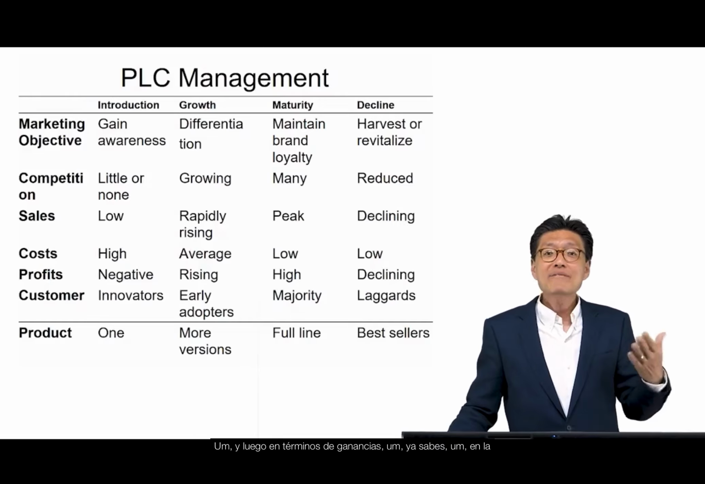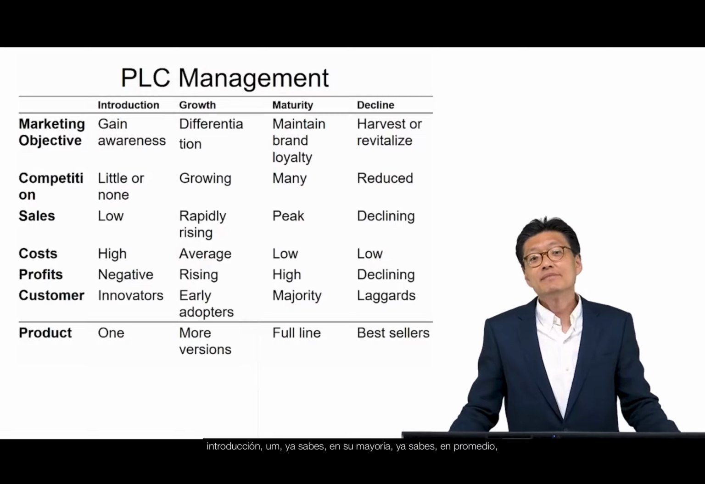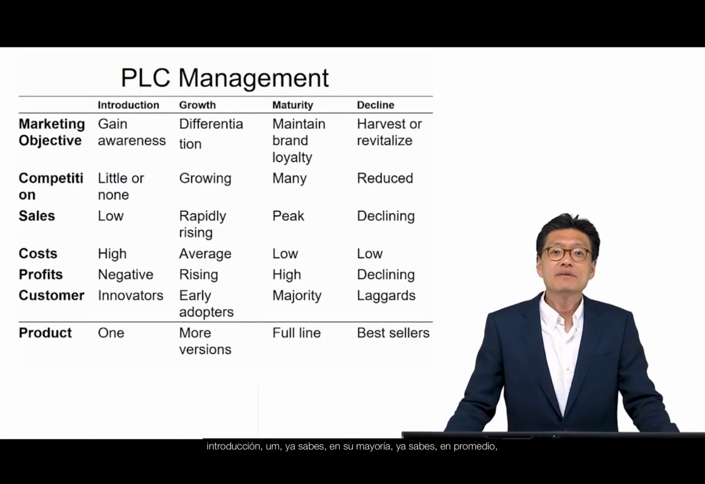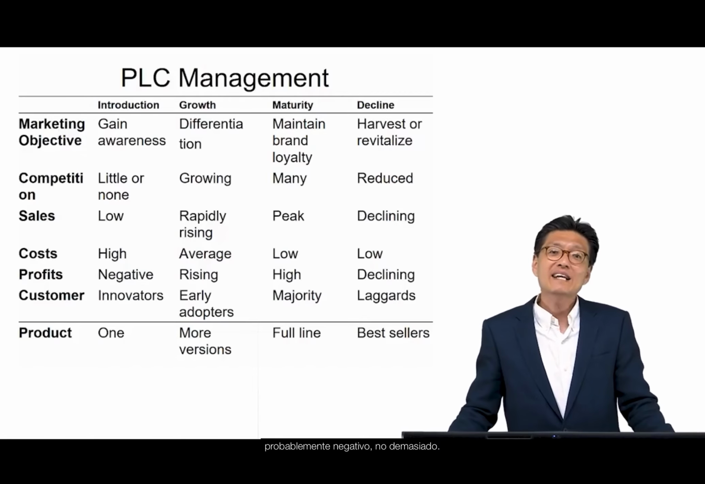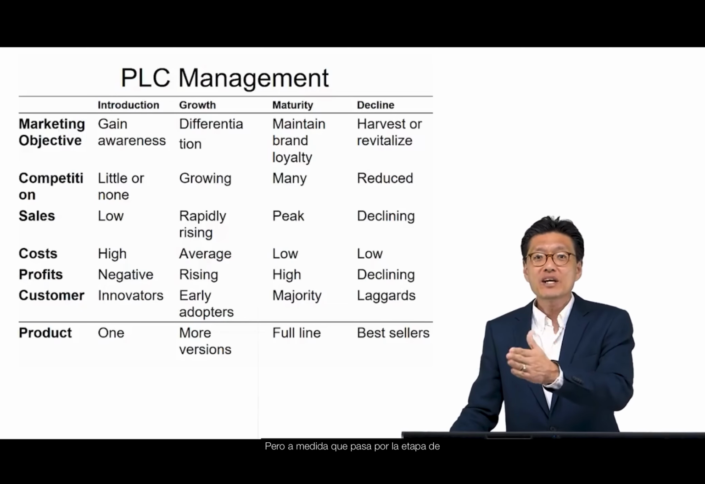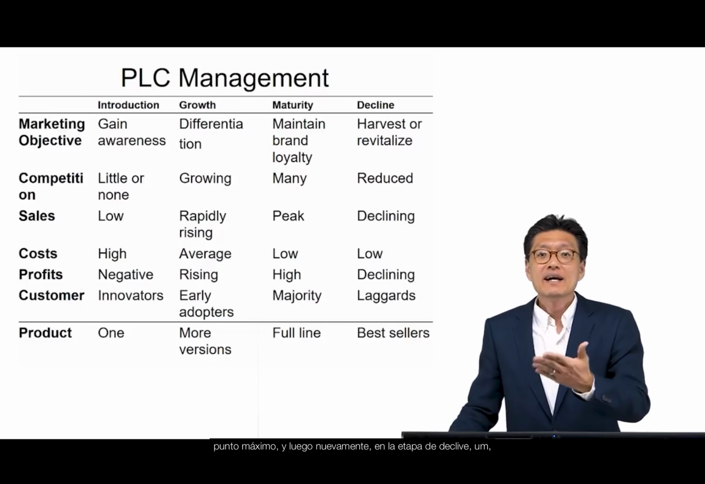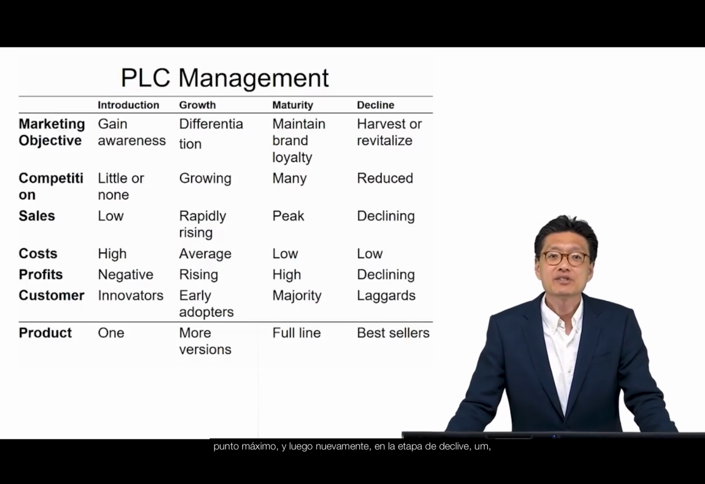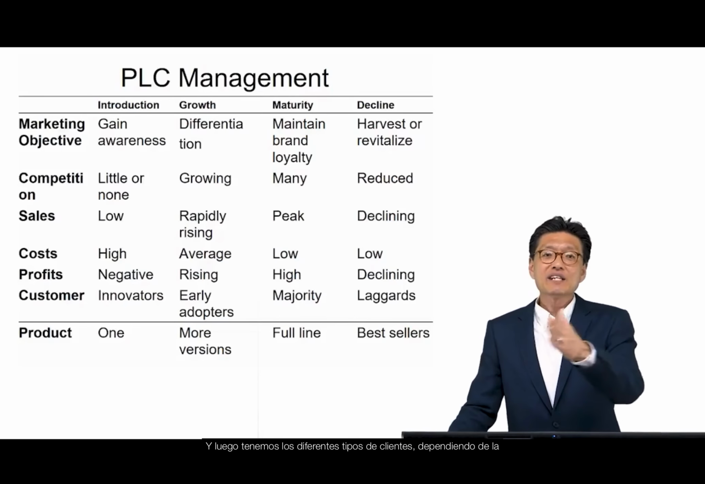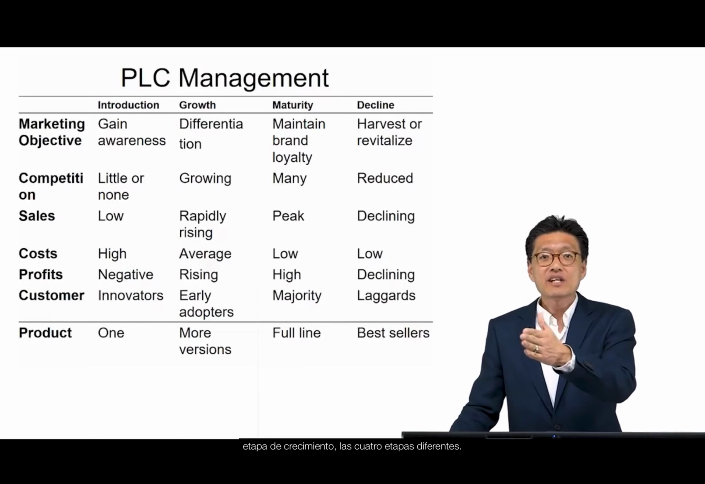And then in terms of profits, in the introduction, on average, probably negative, not too much. But as you go through the growth to the maturity stage, hopefully the profit will be at its peak. And then again, at the decline stage, it'll start to decline. And then we have the different types of customers, depending on the growth stage, the 4 different stages.